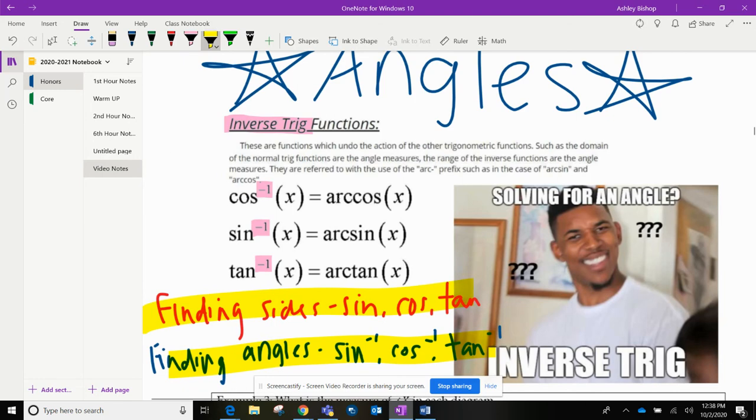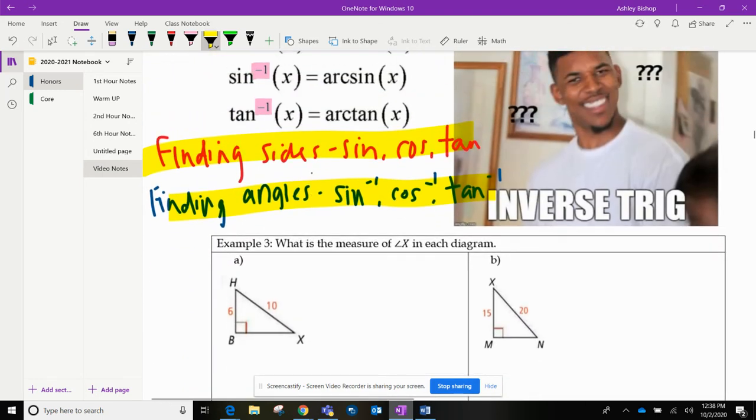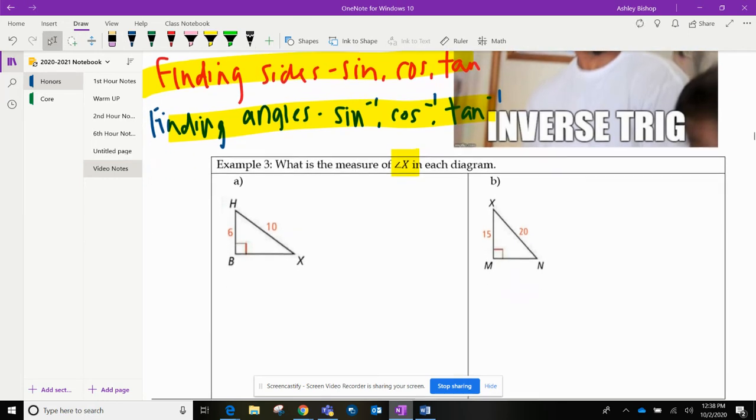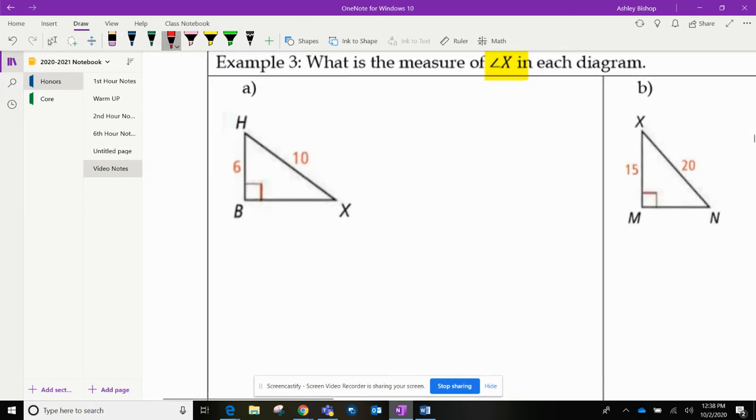And the steps are actually very similar to what we have seen before. It's actually a lot fewer steps because there's no algebra to do. But let's go through this example right here. What is the measure of angle X in each diagram? So angle X, I'm first going to label that. Angle X happens right here. And I want to solve for X. I don't know what my angle is. Regardless, I start all of the problems the same way.